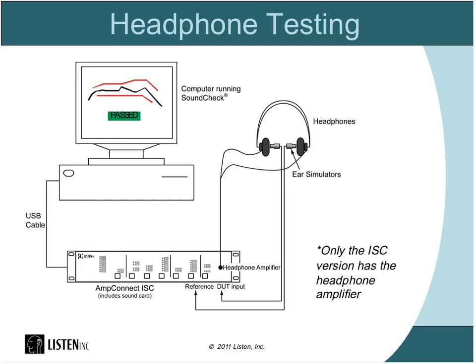So you see with this setup here, we have our headphones connected through that headphone jack on the front of the unit. And then we have 2 ear simulators, which we would want to be pre-polarized microphones, going back to the reference and the DUT inputs. So we can play out through both the left and the right headphones and record back on the left and right ear simulators all at the same time and have a really clean and efficient headphone test setup.